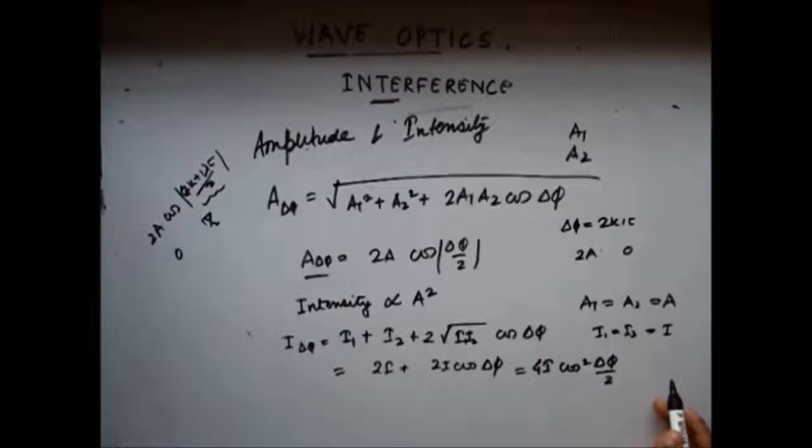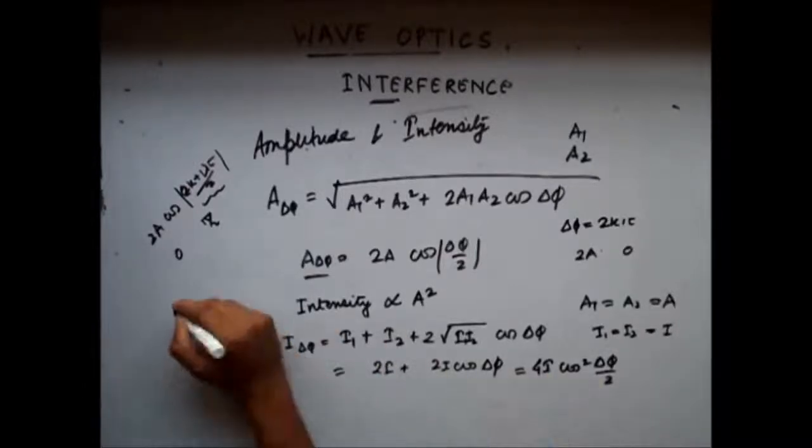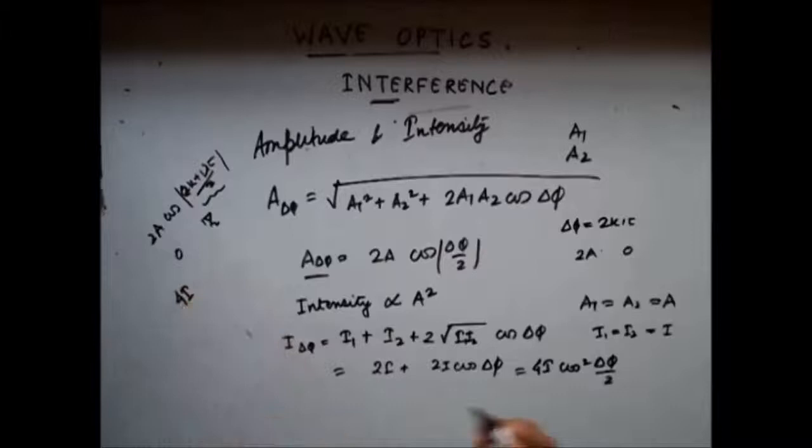When del phi is 2k pi, that is, in the case of constructive interference, the resultant average intensity comes out to be 4I. When del phi is (2k plus 1) pi, that is, in the case of destructive interference, the resultant intensity is 0. This is actually the time average value of intensity.